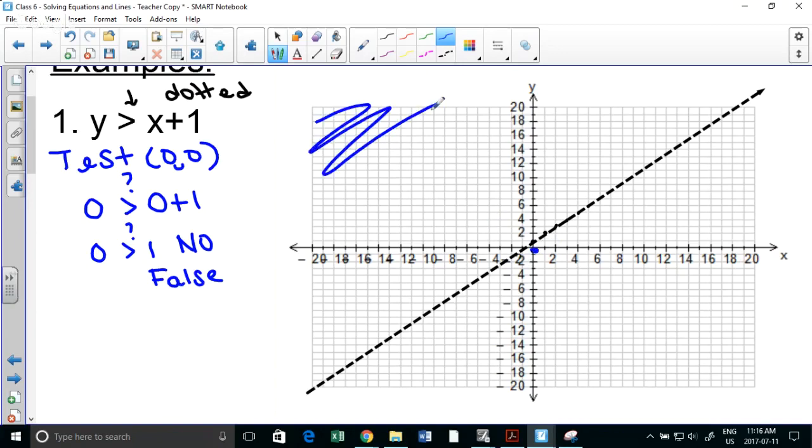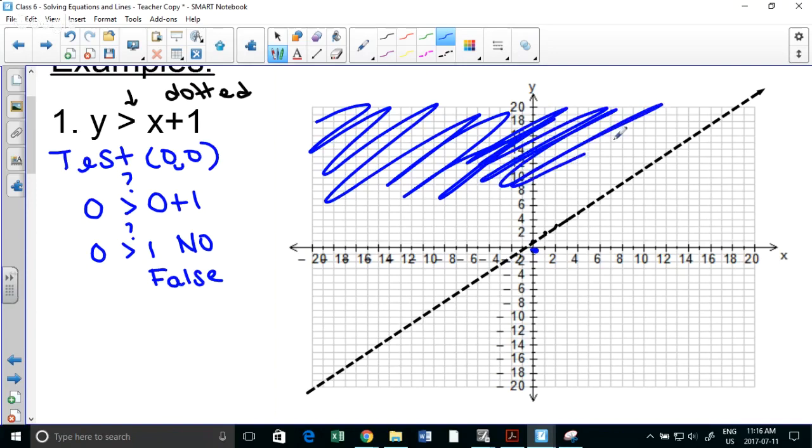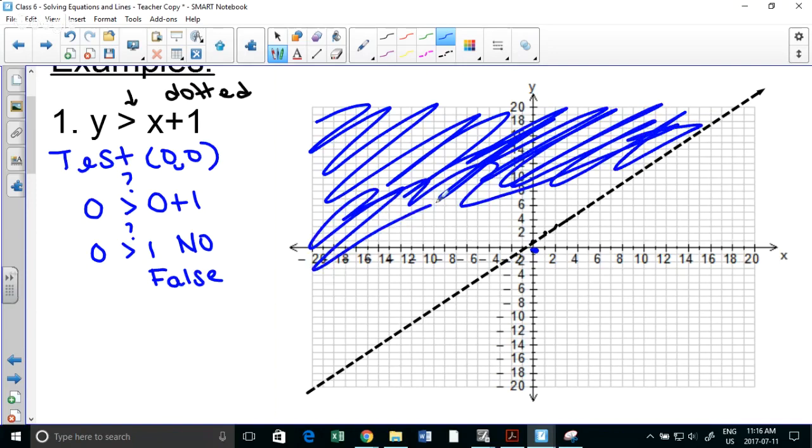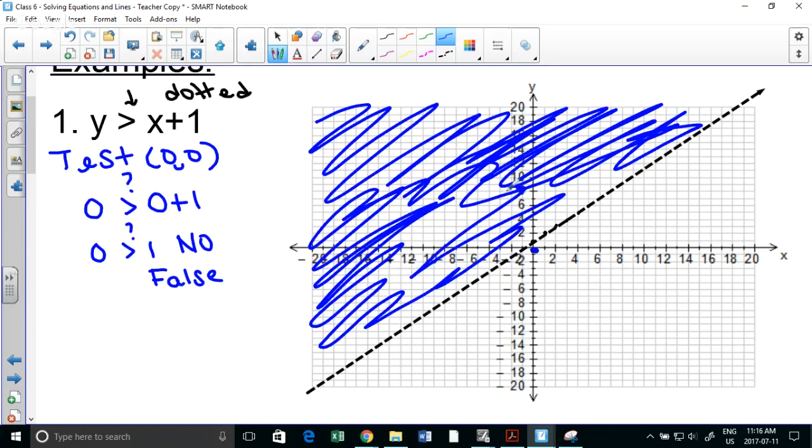So I shade the other half. 0, 0 is not a part of my shading. And that's graphed.